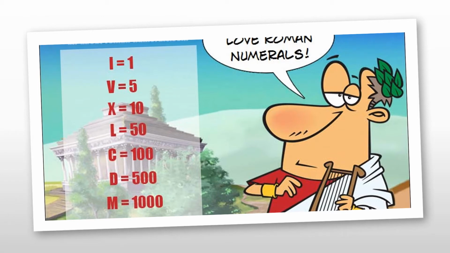We have learned that there are 7 symbols in Roman numerals. I denotes 1, V denotes 5, X denotes 10, L denotes 50, C denotes 100, D denotes 500, and M denotes 1000. And we have written so many Roman numerals by using these 7 symbols and their rules.